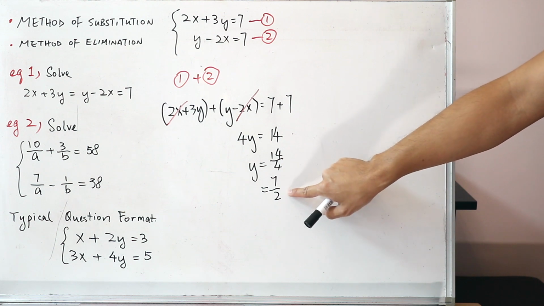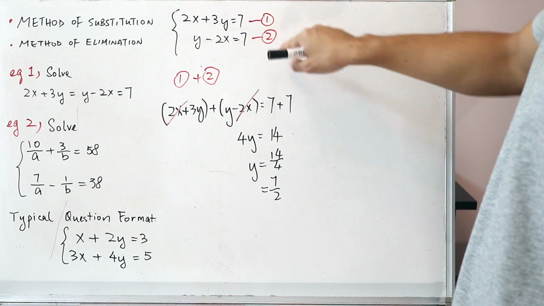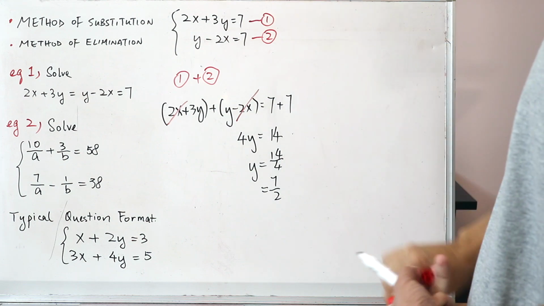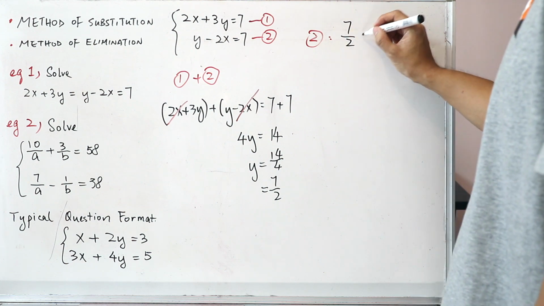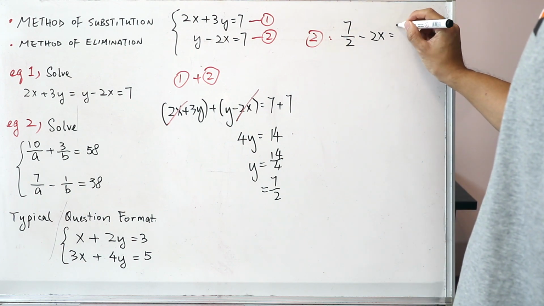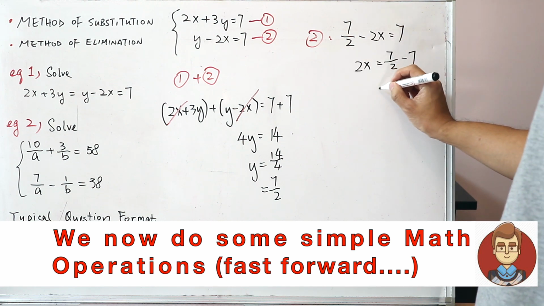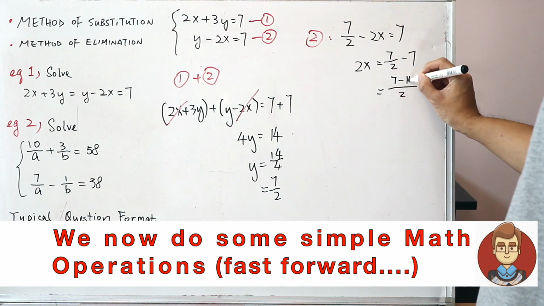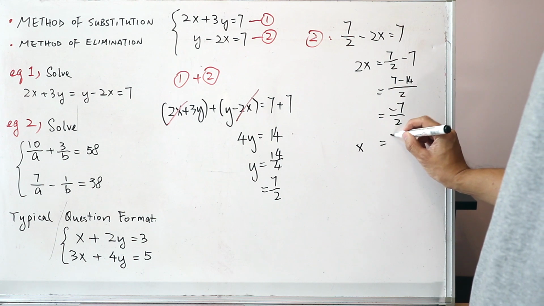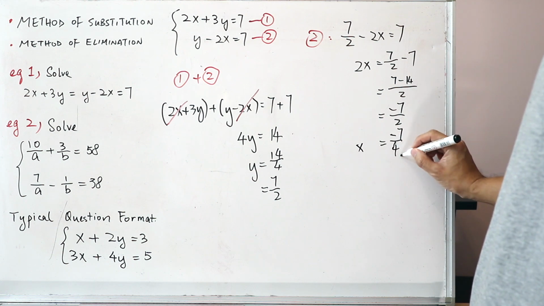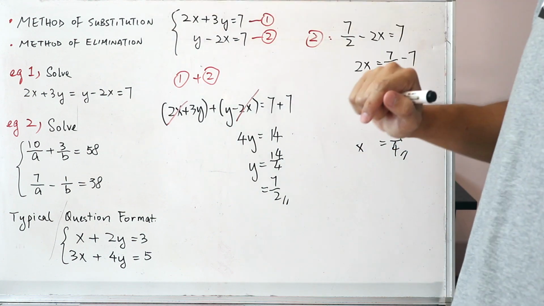So after we find y is equal to 7 divided by 2, we can substitute this back into either one of these equations. Why don't we substitute this back into equation number 2? 7 divided by 2 minus 2x is equal to 7. So 2x is equal to 7 divided by 2 minus 7, which is equal to 7 over 2 minus 14 over 2, which is minus 7 over 2, okay? So x is equal to minus 7 over 4, okay? Again, exactly the same answer as what we found when we used the method of substitution.